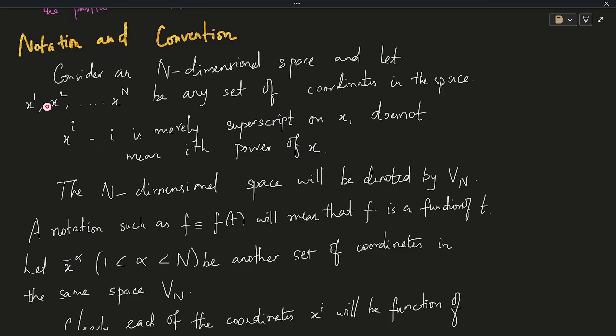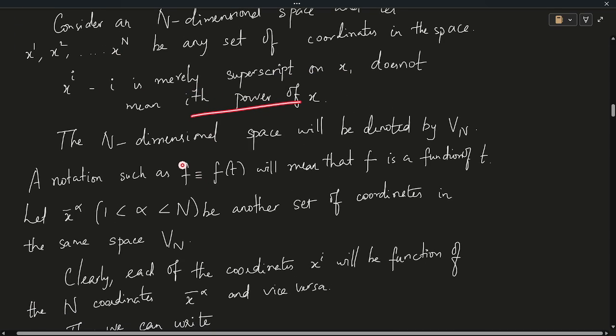Here, the terms 1, 2, and n on the power of x don't mean that it is the ith power of x. It merely means it is a superscript on x. It is just a notation, not the ith power of x. The n-dimensional space can be denoted by Vn.